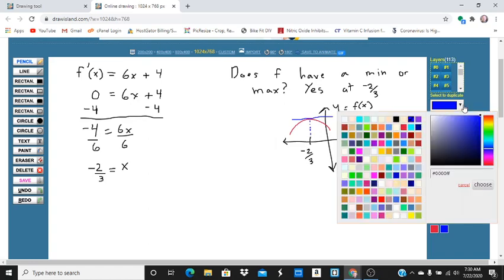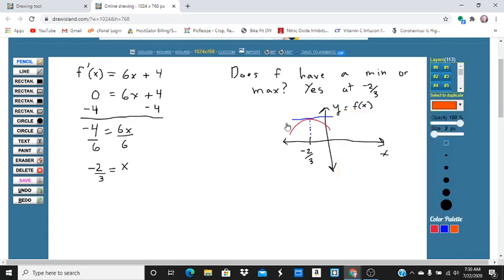Or you could, let's get a different color here. Let's do orange. You could have, say, a minimum, something like that. And it could be below the x-axis as well. Both of these could be below or above the x-axis. You're either going to have a max or a min. So we want to figure out what that is.